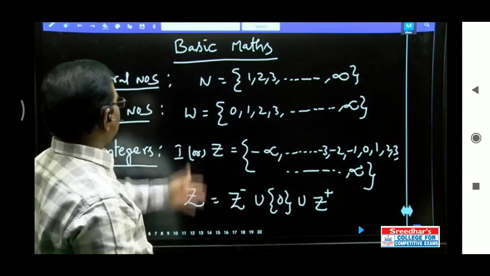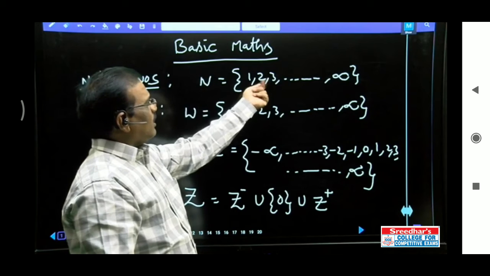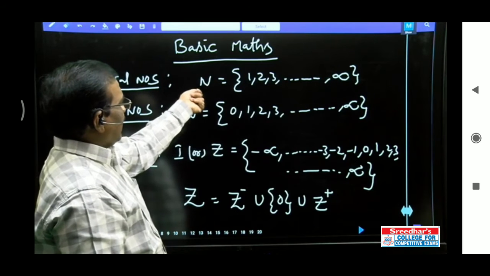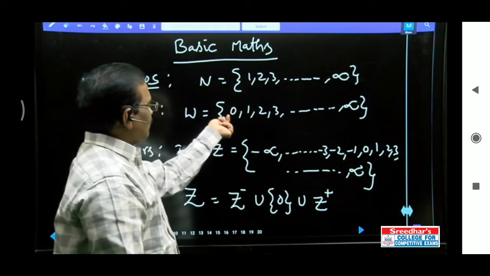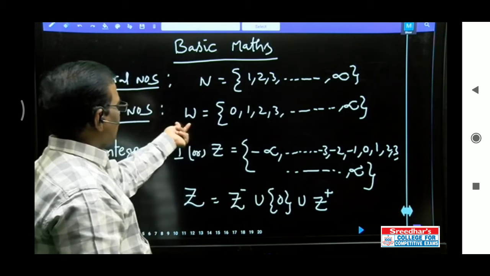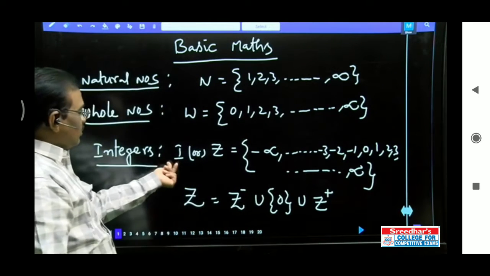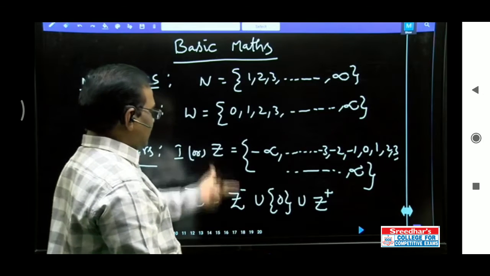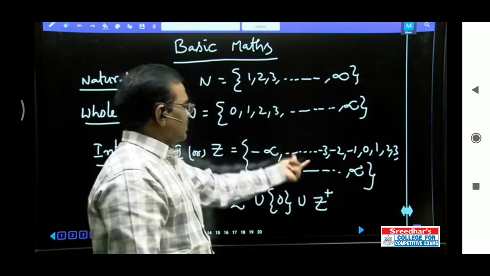Natural numbers are numbers which are used for counting. The set of natural numbers is denoted by the letter N. It begins with 1 and goes up to infinity. Whole numbers are natural numbers together with 0, denoted by the letter W. The set of integers is denoted by the letter I or Z, where Z is the Greek letter, and natural numbers and their negatives together with 0 are called the set of integers.